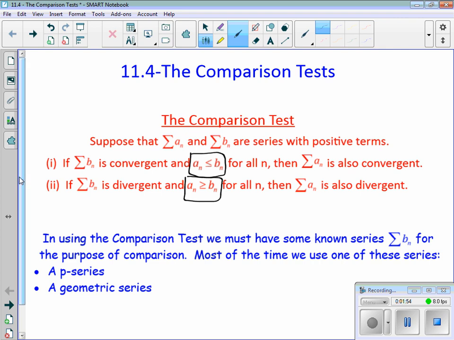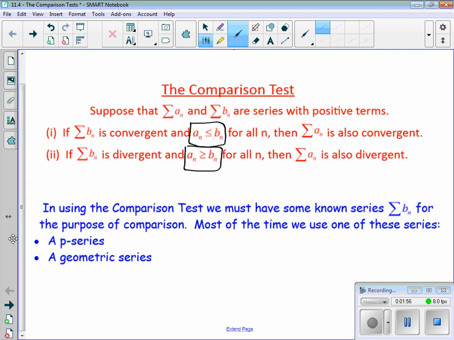And the things that we're going to try to compare to are really simple, quick things to figure out, which are p-series and geometric series. So we're going to be using a lot of the stuff that we already did. In using the comparison test, we must have some known series for the purpose of comparison. These are the most typical ones. They're not the only ones that we'll use, but those are the ones that you'll try to compare things to.